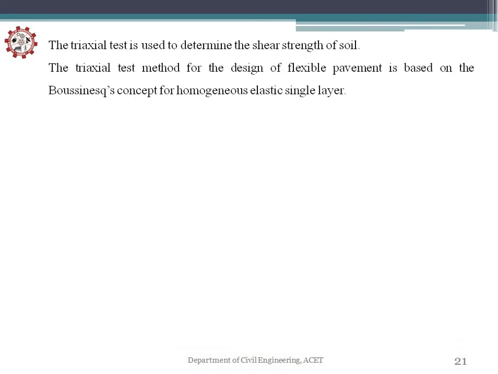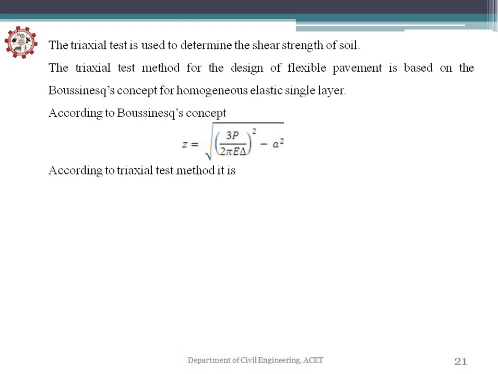The triaxial test method for the design of flexible pavement is based on Boussinesq's concept for a homogeneous elastic single layer. According to Boussinesq's concept, Z equals the square root of 3P upon 2πE, delta square minus A square. So according to the triaxial test method, it is converted into T equals 3P upon 2πES, delta square minus A square.